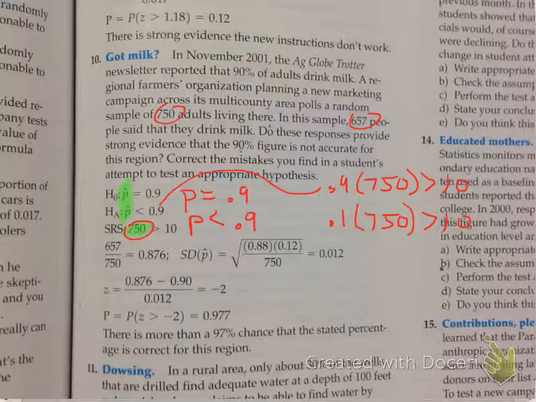We should also note that we have independence, so the amount of milk that one adult drinks is independent from the amount of milk that another adult drinks. And then finally, our fourth condition that hasn't been talked about here is the sample needs to be less than 10% of the population. So we have 750 adults in our sample, and it says we have this multi-county area. So hopefully there's more than 7,500 adults living in the area. And that would clean up all of our conditions section.